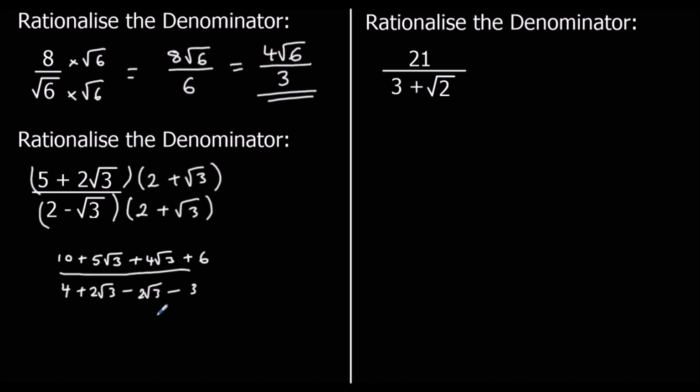So let's collect the like terms. On top, we've got 10 plus 6, which is 16. And we've got 5 root 3's plus 4 root 3's, which is 9 root 3's. On the bottom, the 2 root 3 terms cancel out. That's why we did the 2 different signs here. 2 root 3, take away 2 root 3 is nothing. So those terms are gone. We've just got 4 minus 3, which is 1. And we can simplify this further by dividing both terms on top by 1, which is 16 plus 9 root 3.